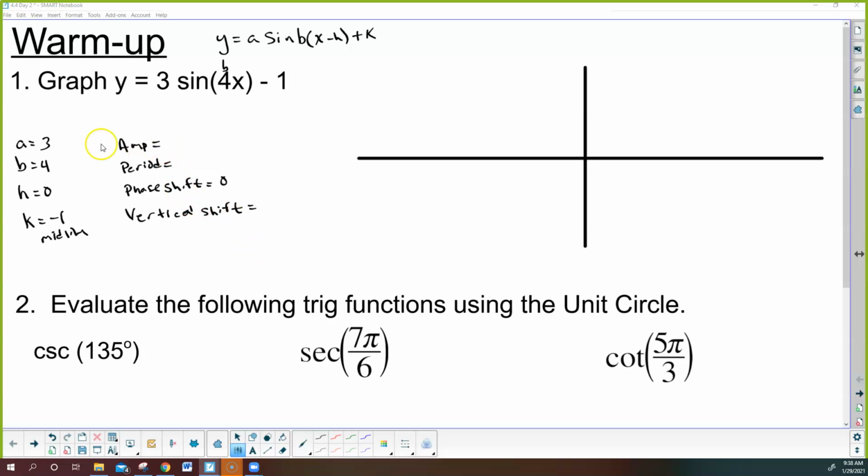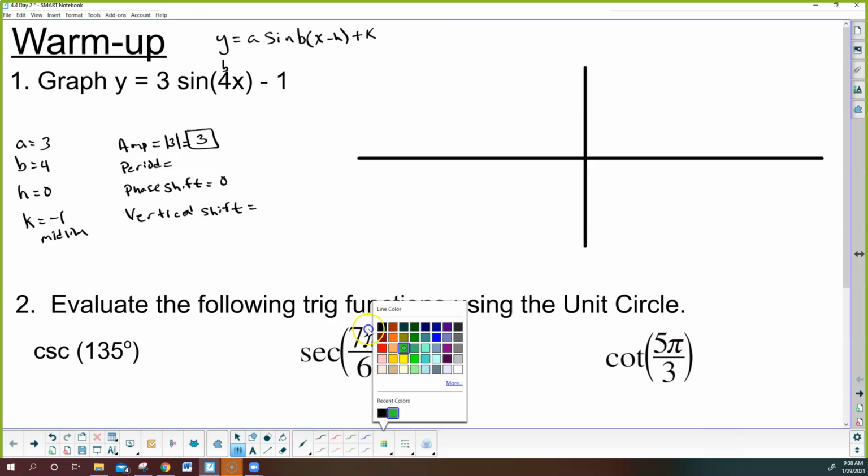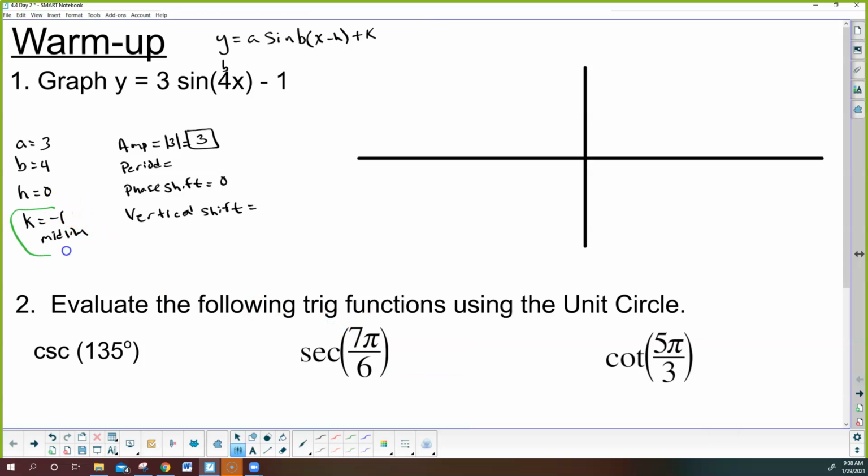Okay, so then we want to take the idea, all right, well, what is the amplitude? The amplitude is the absolute value of whatever a is. So that's 3. And that's going to tell me how high and how low I go from the midline. So maybe before we do anything else, let's graph the midline at -1.